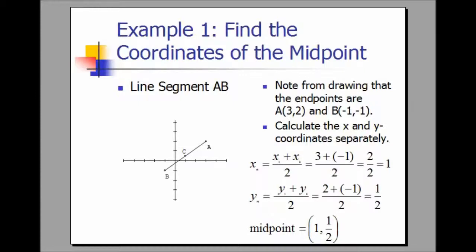Substituting gives 3 plus -1 over 2 equals 2 over 2, which equals 1. Y sub m equals y sub 1 plus y sub 2 over 2, which is 2 plus -1 over 2 equals 1/2. We join those two answers together into a single ordered pair of 1, 1/2.